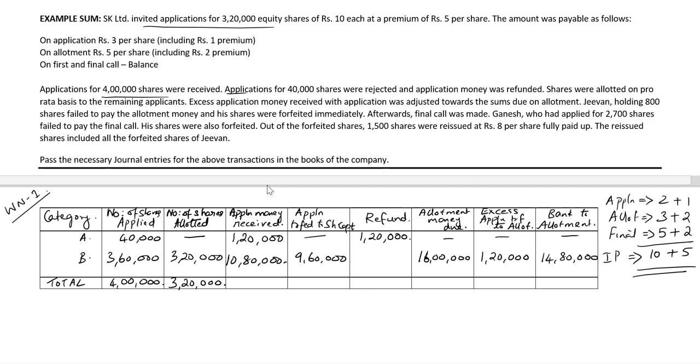Let's total up the columns. The total of application money received column is 12 lakh rupees. Total of application money transferred to share capital column, 9,60,000 rupees. The total of the refund column, 1,20,000 rupees. Total of allotment money due column, 16 lakh rupees. The total of excess application transferred to allotment column, 1,20,000 rupees, and the total of bank to allotment column is 14,80,000 rupees. So we've completed the first working note, which is the preparation of the 9-column table.